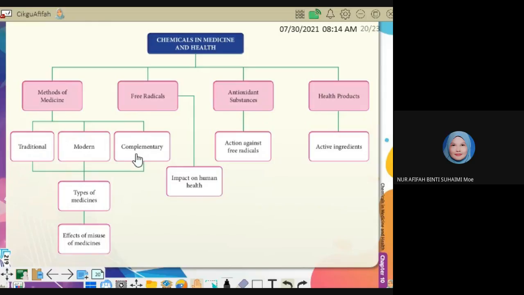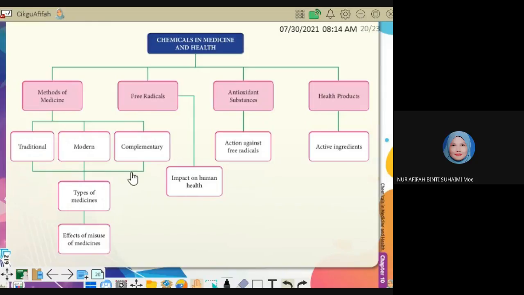Alright, and then complementary, the type of medicine based on the practitioner. Ada acupuncture, that uses sterile needles. Dia hanya guna jarum sahaja, inserted into specific points on your body.